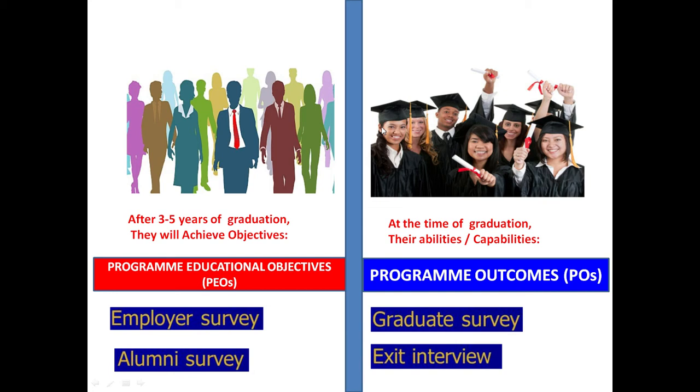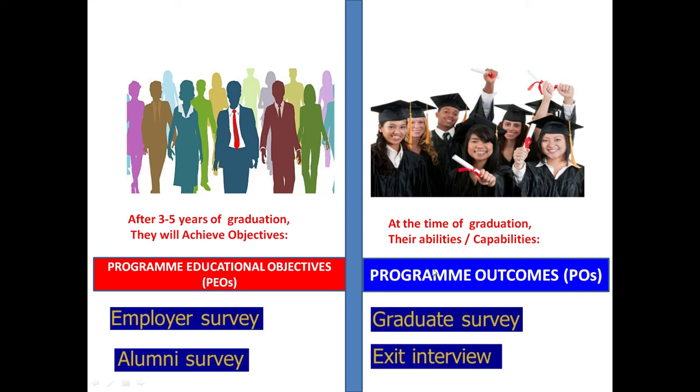And another term, PEOs. The name indicates that it is at program level. If your department offers the UG program and the physics program, you have to define the objectives for each program. And these objectives are achieved by our graduates after 3 to 5 years of their graduation. But how do you assess? By conducting surveys, asking the employers and our alumni through questions, and these questions reflect our objectives. So these are the PEOs.